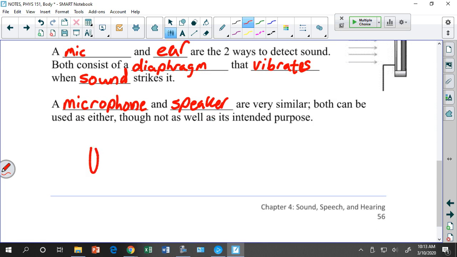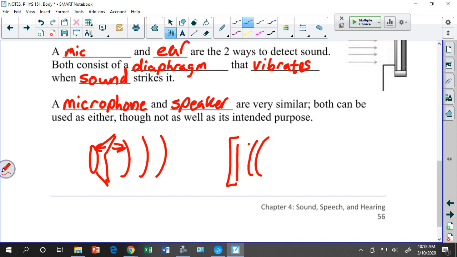So the speaker is like this cone that vibrates back and forth, and that produces a wave. And the microphone is something similar, where you have this diaphragm, and when the wave comes onto it, it causes it to vibrate back and forth. So a microphone is really just the reverse of a speaker. It does exactly the same as a speaker, but in reverse. Instead of producing vibrations like the speaker does, the microphone will actually detect vibrations. But both of them consist of a diaphragm that will vibrate back and forth, either producing or detecting sounds.